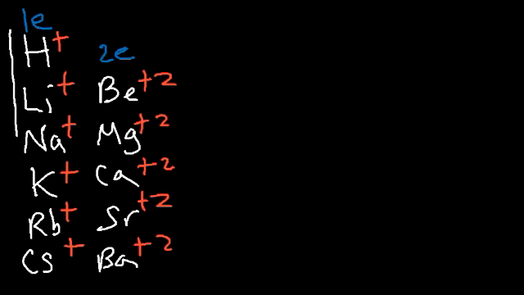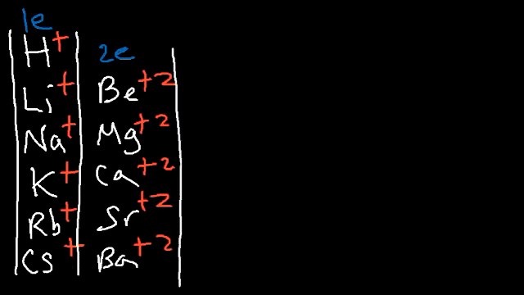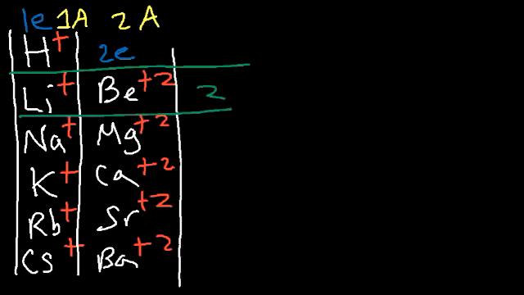The vertical columns are known as groups in the periodic table. So the alkali metals is group 1A. The alkaline earth metals is group 2A. The rows are the periods. This is period 1, period 2, period 3, and so forth. And next to potassium and calcium, you have the transition metals.